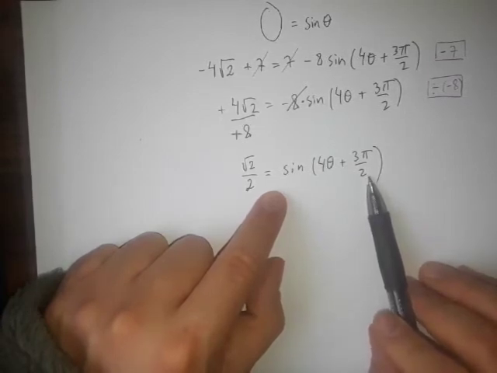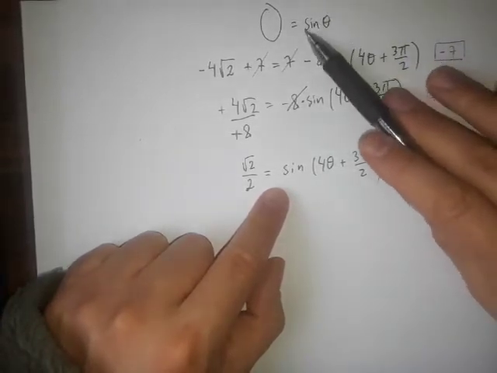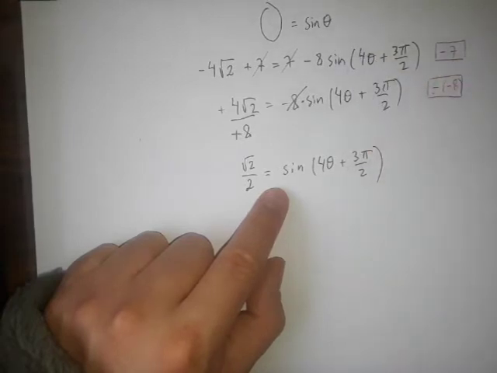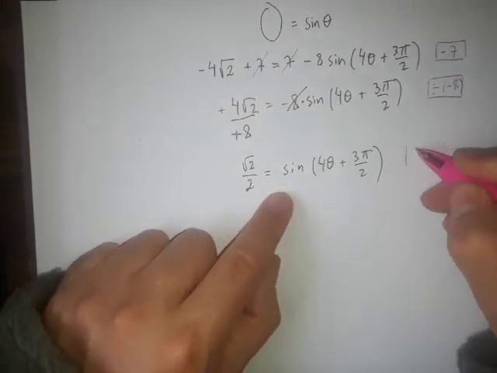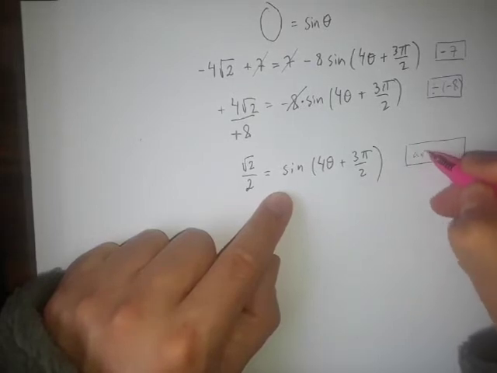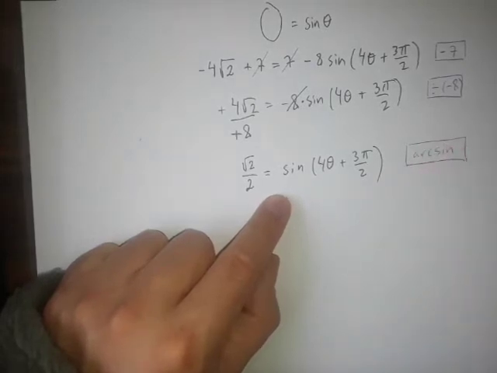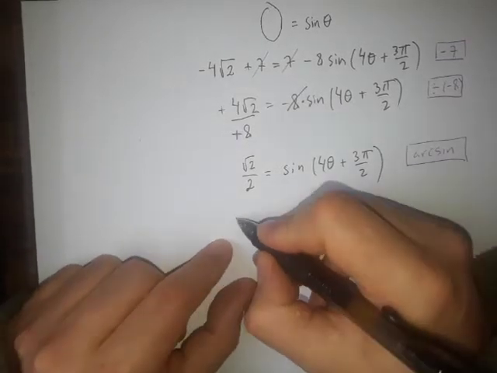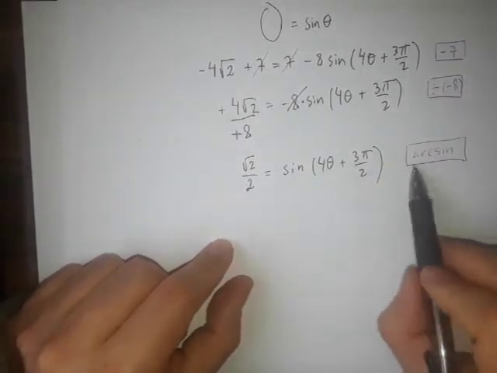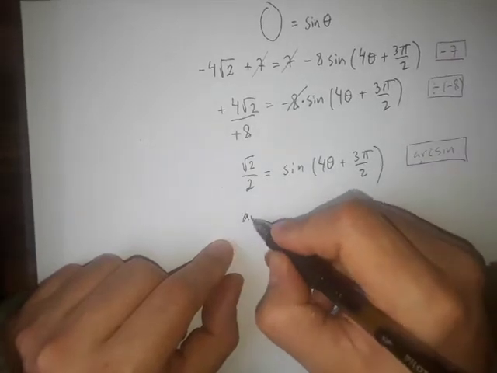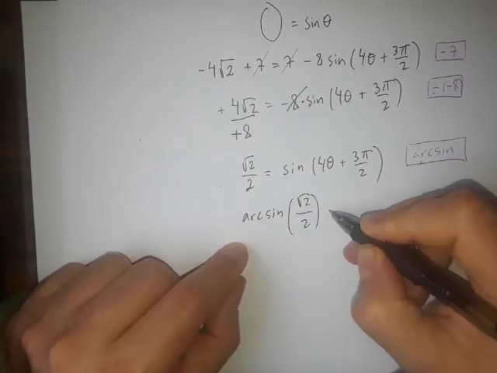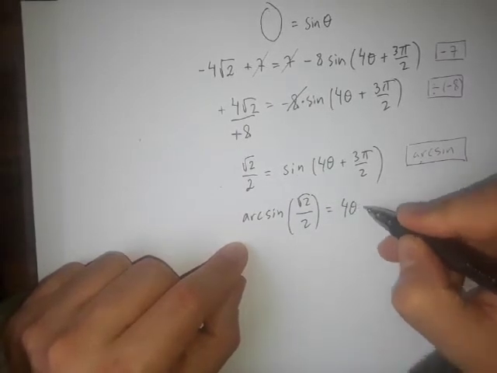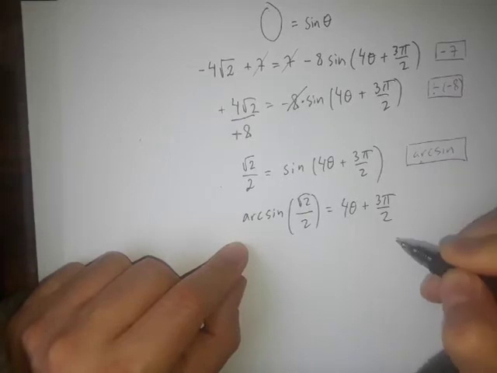So that means that even though we don't have this similar equation, we can still now apply the arc sine to both sides. So that's going to be the next operation, arc sine both sides. So what we're going to have left is, well, arc sine and sine, they're going to cancel out here, and we're going to have arc sine on the other side. Arc sine of square root of 2 over 2 equals 4 theta plus 3 pi over 2.